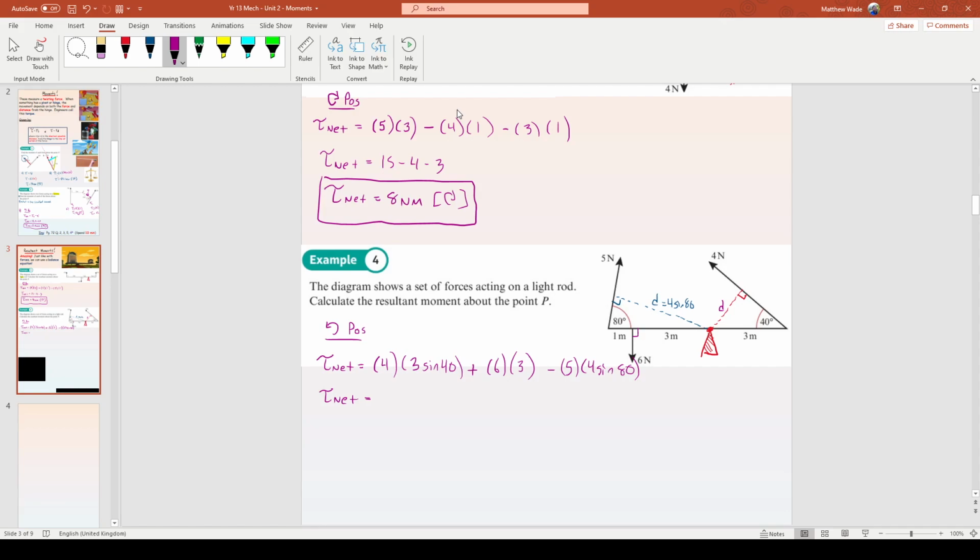4 times 3 sin 40, plus 18, take 5 times 4 sin 80. Okay, I got that as 6.01. 6.01 Newton meters. And it looked, oh, 6.02 actually, whoops. 6.02 Newton meters. And because it came out positive, it means that I guessed the right direction, which means it is anti-clockwise. Happy days, buddies.